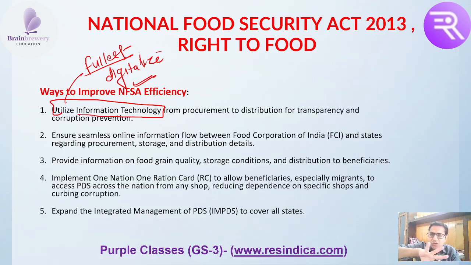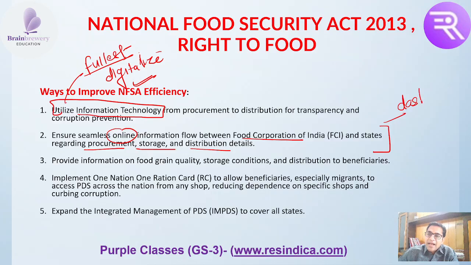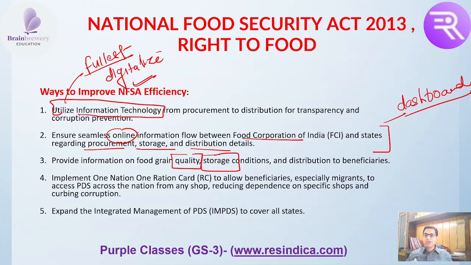Everything should be available online, so that the relation between the FCI and state warehouses, how much is the procurement, how much is the storage, how much is the distribution, everybody can see on a dashboard. All the information should be available at the click of a button. Proper information should be there on the quality of the food grain, the storage conditions, where it is being stored, and who the beneficiaries are that are getting it.